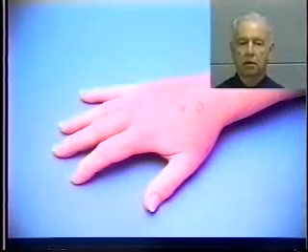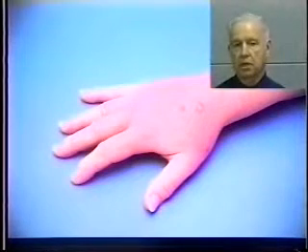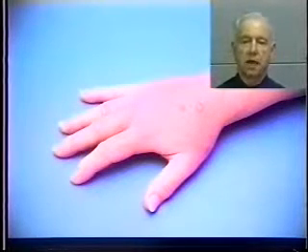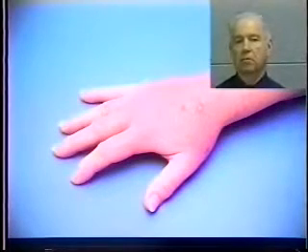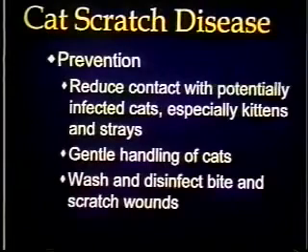of the lowered resistance. We have no vaccines that are available for use in animals or in cats or in humans, and again, the prevention of this is largely to handle cats with care and the washing of wounds that may have taken place as a result of cat scratches or bites.